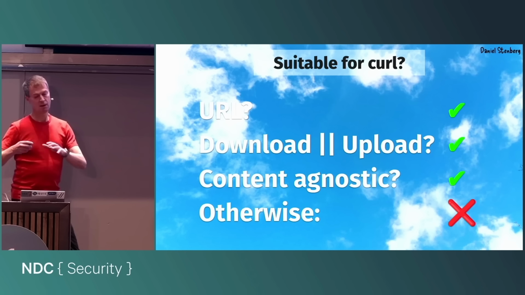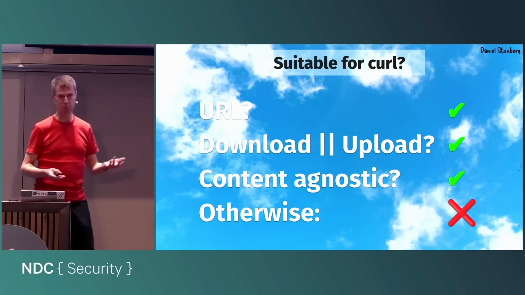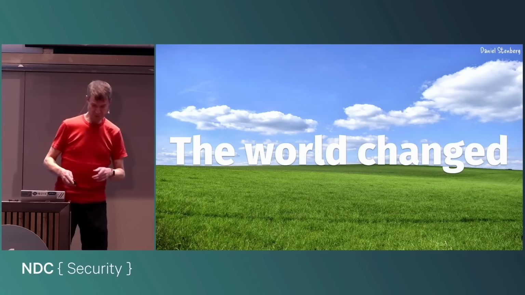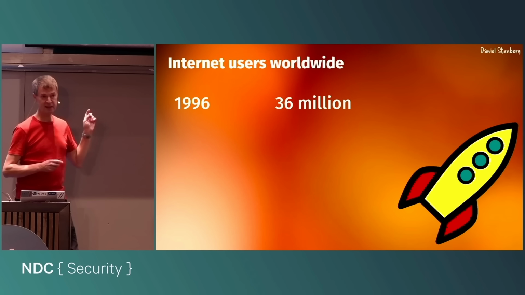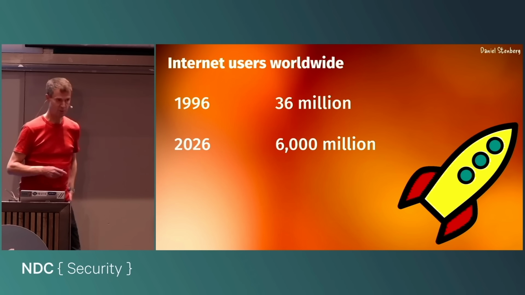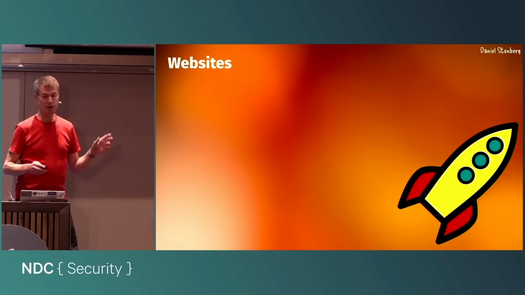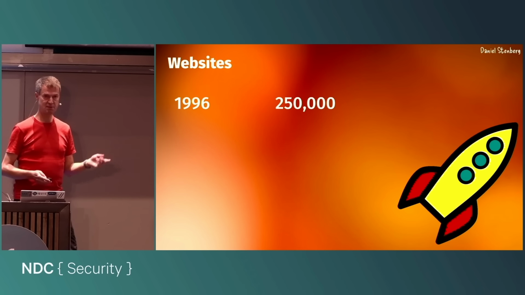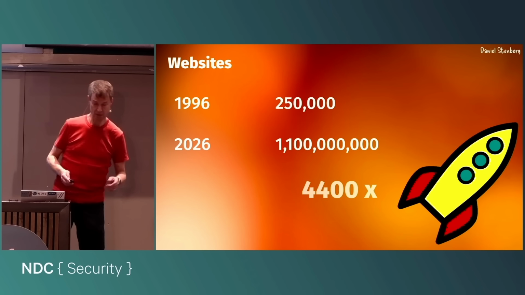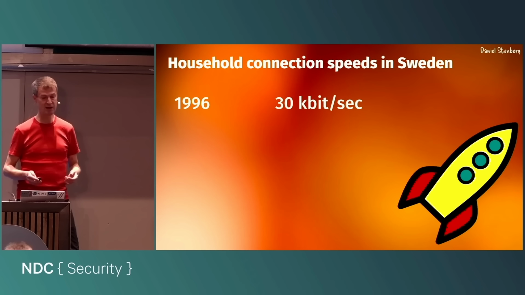But at the same time, looking back at it, it seems natural, because why wouldn't we do that? But it's been 30 years. The internet was a little bit different in 1996. For example, in 1996, there were 36 million internet users, and we have exploded about 166 times since then. There were 250K websites in 96, and now we're at roughly 1.1 billion websites. That's also pretty significant growth.